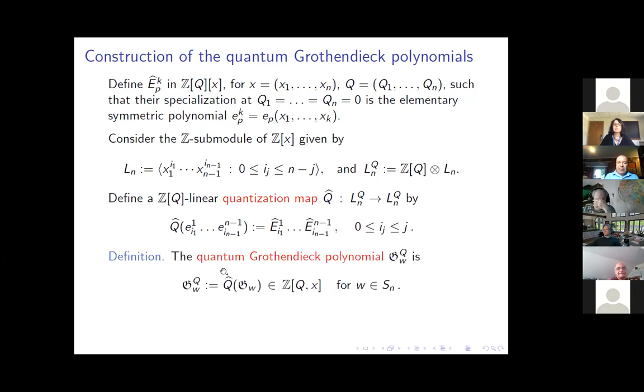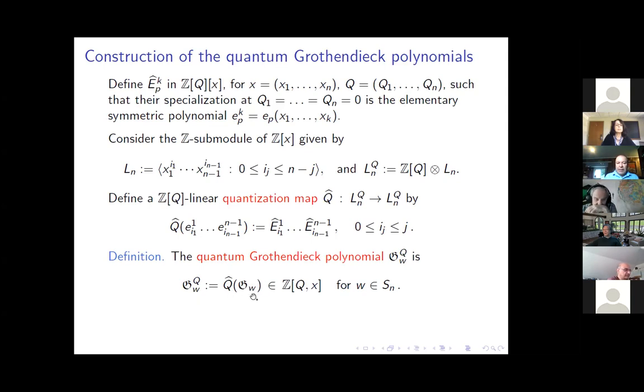And then the quantum Grothendieck polynomial, G_w^q, is defined by taking the usual Grothendieck polynomial of Lascoux and Schützenberger, which represents Schubert classes in the usual K-theory of the type A flag variety, and you apply the quantization map to it. That's the construction. So this leads to a very big polynomial in general.